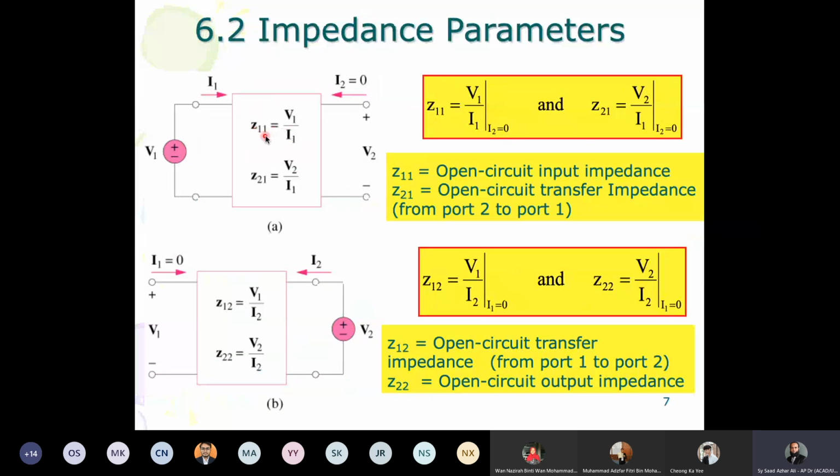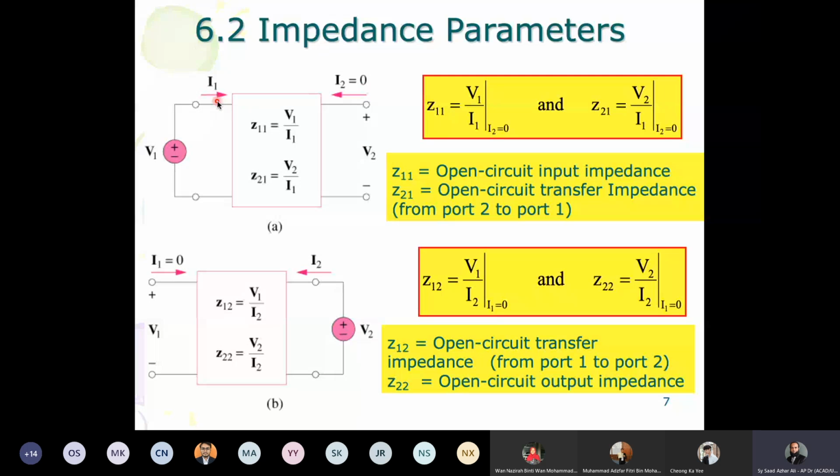All right. So Z11 is a relationship between V1 and I1. Z21 is V2 and I1. And in both cases, I2 is equal to 0. What is Z11? It is open circuit input impedance. Why is it open circuit? Because I2 is 0. Since I2 is 0, this is open circuit, right? Open circuit input impedance. And Z21 is open circuit transfer impedance. Transfer means the relationship between I1 and V2. How much is I1 affecting V2? This is transferred through the network, but this is still open circuit, right?